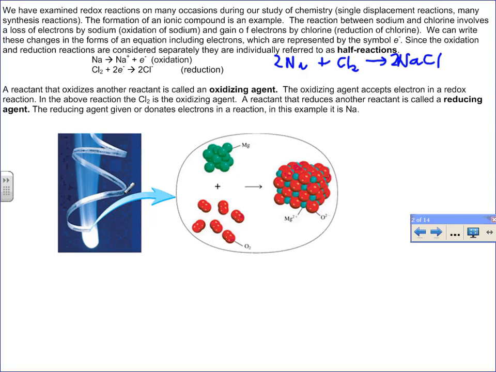Okay, this is another example here of a burning strip of magnesium. The magnesium atoms are losing electrons to become cations, and the oxygen molecules are gaining electrons in the formation of the oxide.